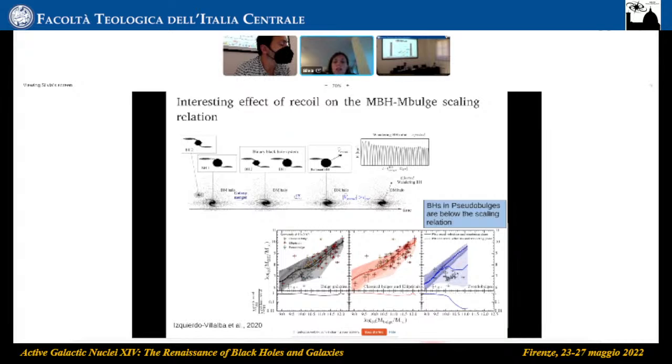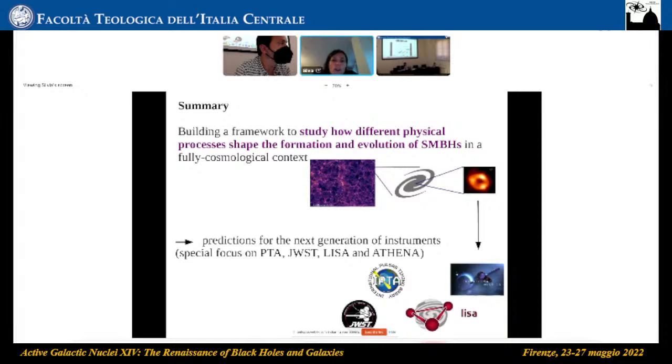So, just to finish up, I wanted to show that we are building this framework to study how different physical processes shape the formation and evolution of supermassive black holes in a cosmological context, with the final goal of generating predictions for the next generation of instruments. In particular, we will soon be putting out some results studying the host galaxy properties of Athena, LISA and PTA events observed by black holes.